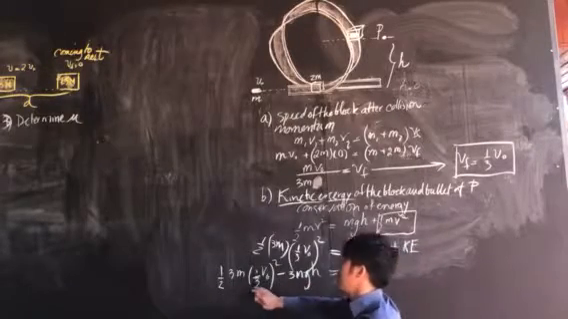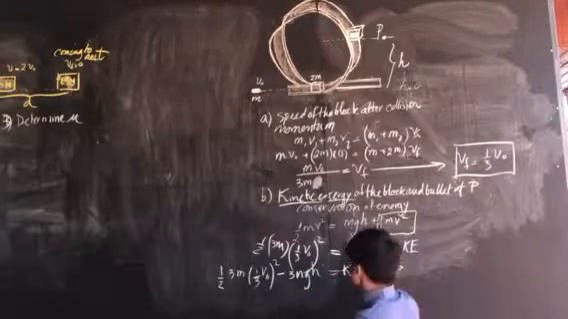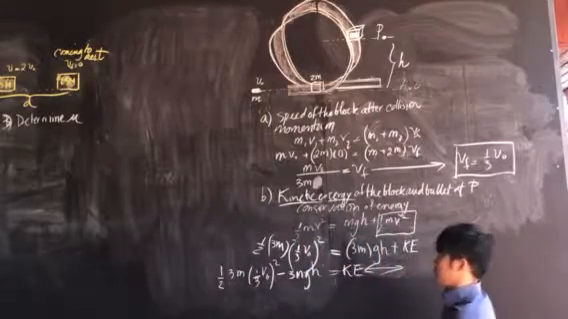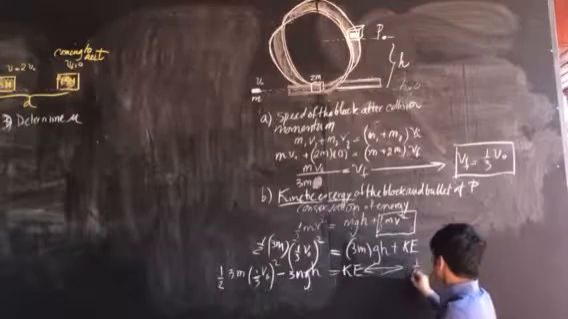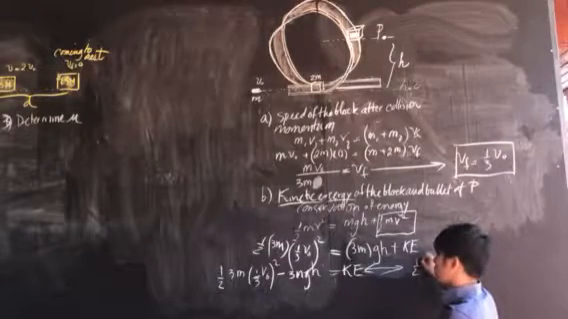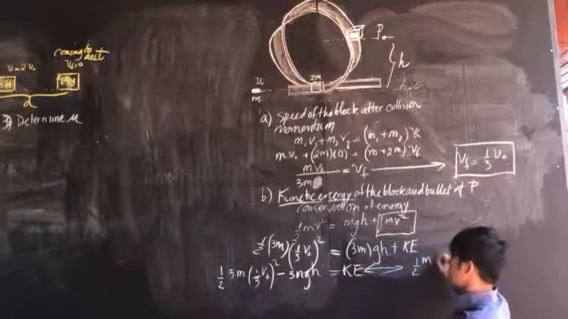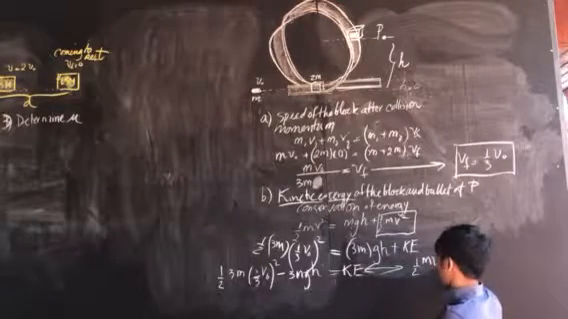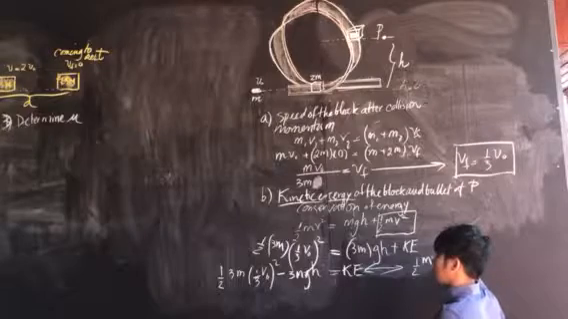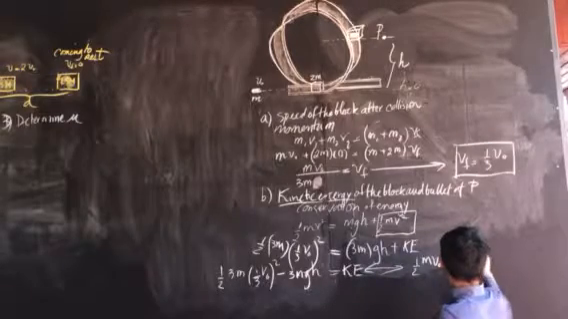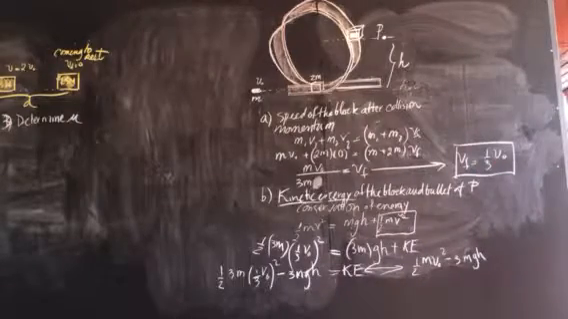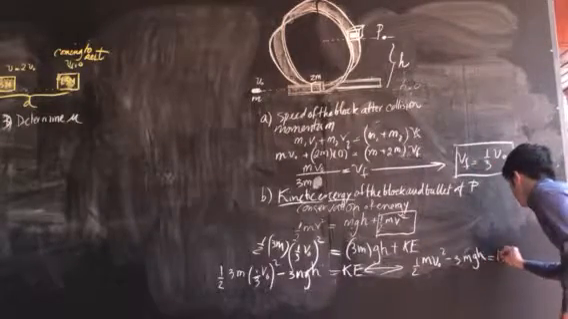But on the test, sometimes they give you this answer. 3 divided by 3 is 1. So it would be 1/2 m v naught squared minus 3mgh is equal to your answer.